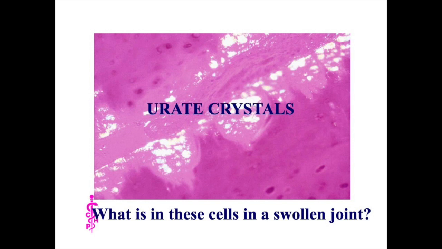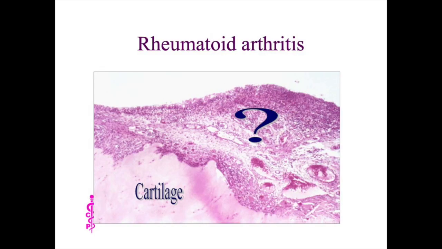They are urate crystals in a case of gout. Here's a section from a joint showing rheumatoid arthritis. The inflammatory material, the question mark, is what? It's known as pannus.